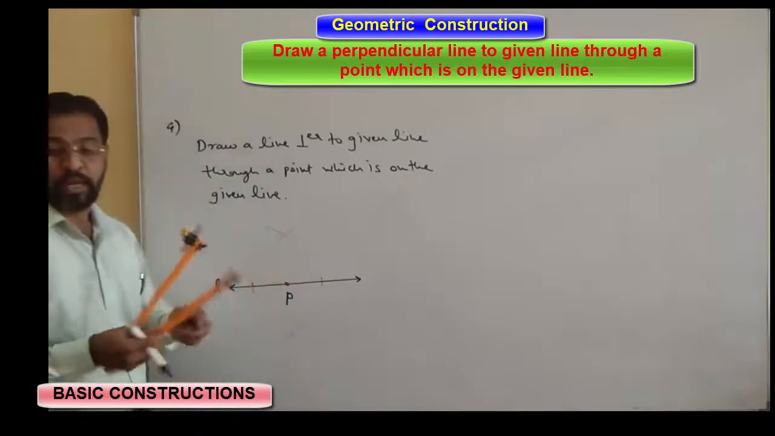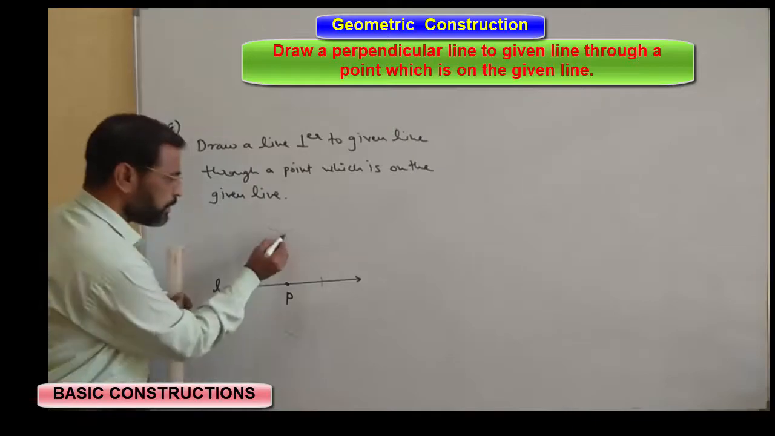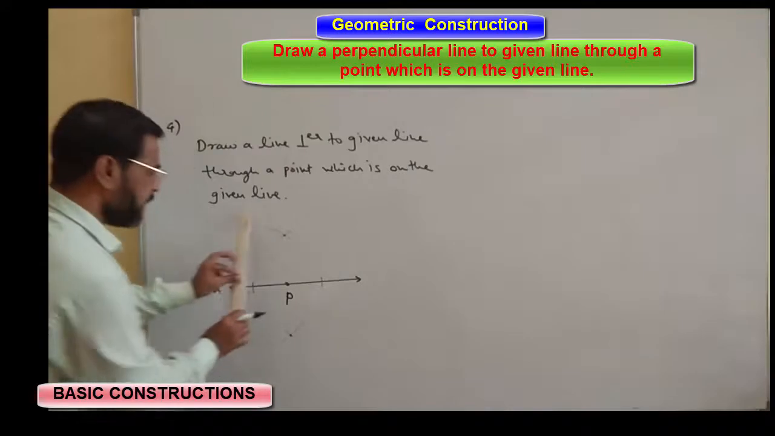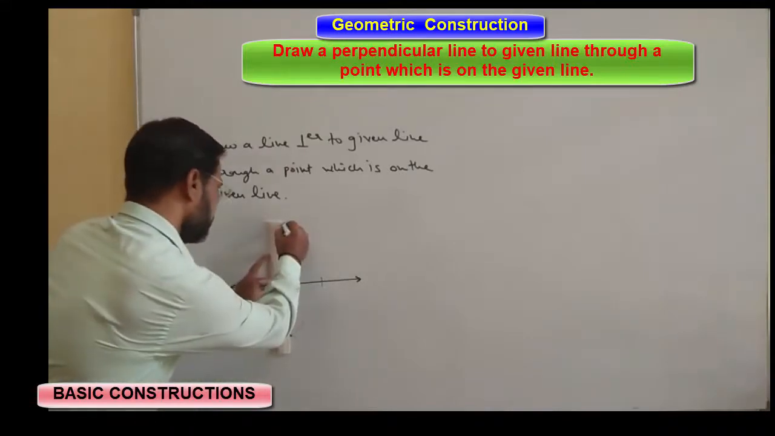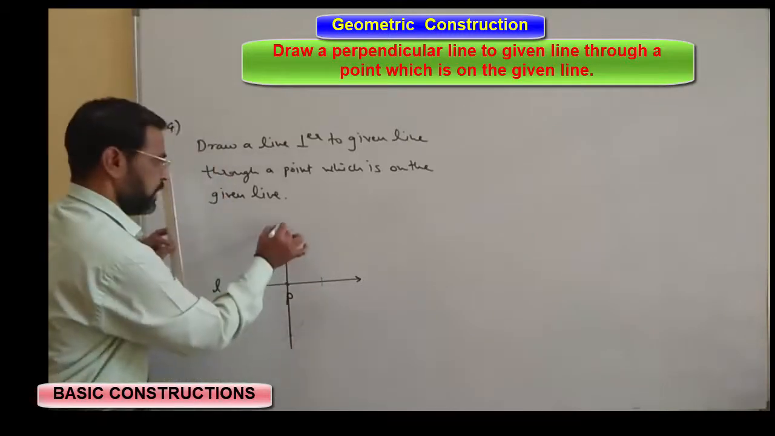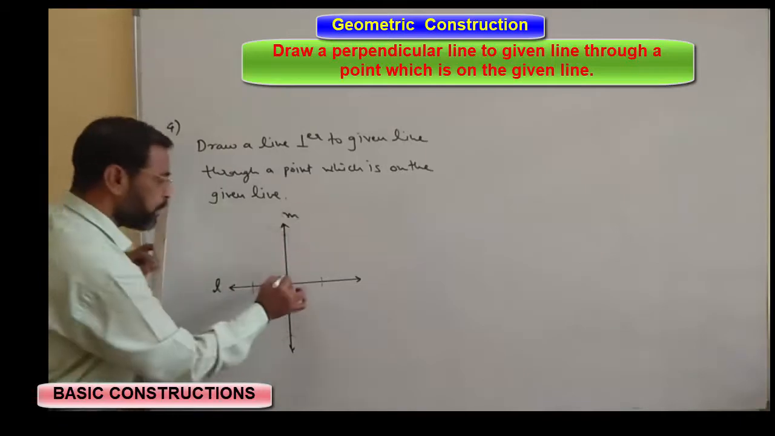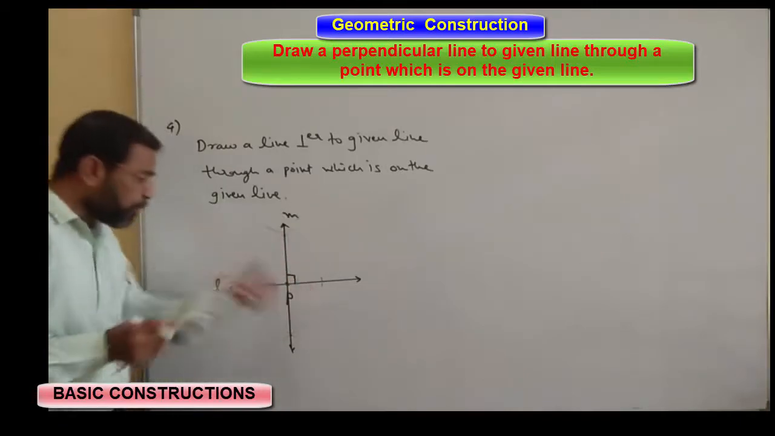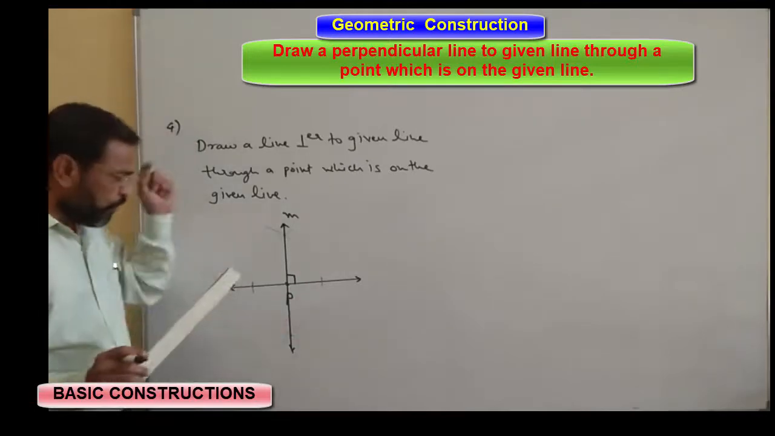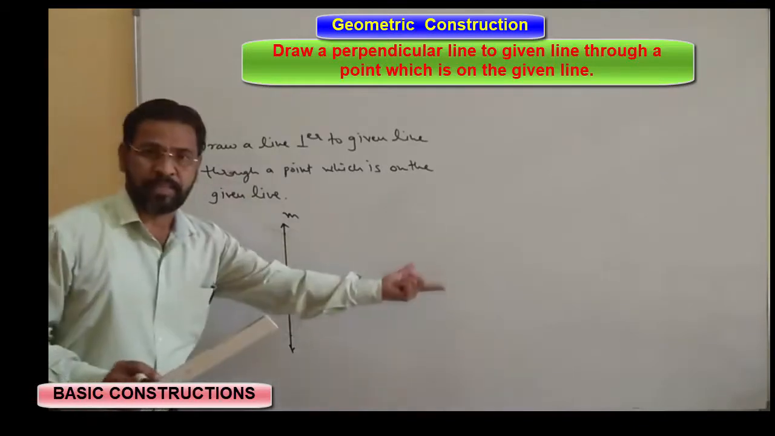Okay friends, now these are the two points which we get here. Try to join them. This is one point and here also one point. Try to join them. See here, this is a very important construction. Understand? This is a line M which is perpendicular to this line through a point which is on the given line. Okay? Now, a very similar procedure we are going to follow in the next example.